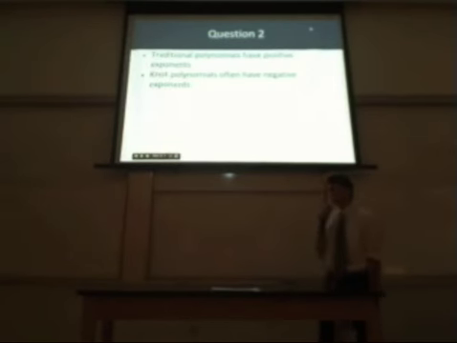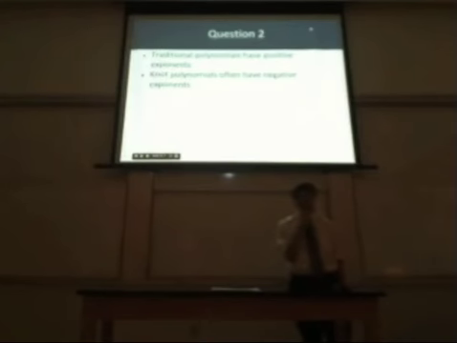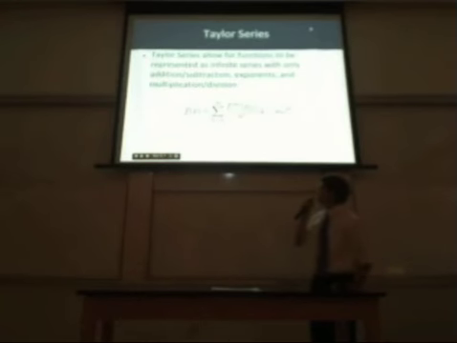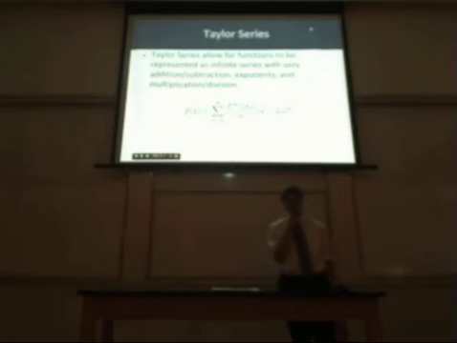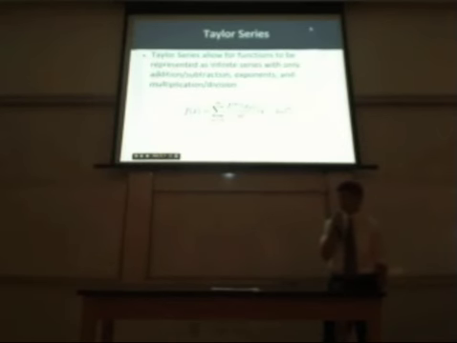The thing is that traditional polynomials only have positive exponents, but most knot polynomials have negative exponents as well. And what a Taylor series is, it's an infinite sum of terms that only use addition, subtraction, multiplication, and division. And that is the formula right there. All this means is that you're adding up forever the nth derivative at x sub 0. X sub 0 is just where you're centering it. It's just going to be 0. And you're going to do that forever, until infinity, and add it together.